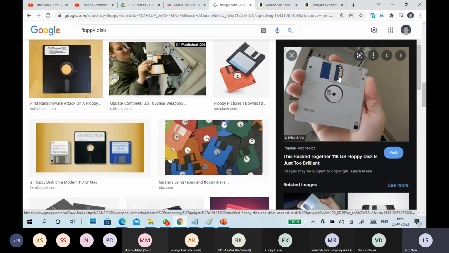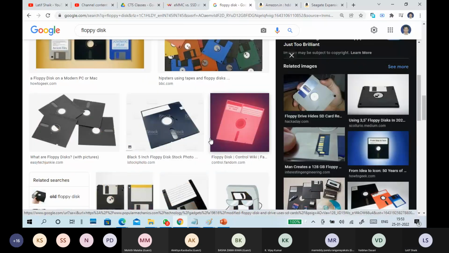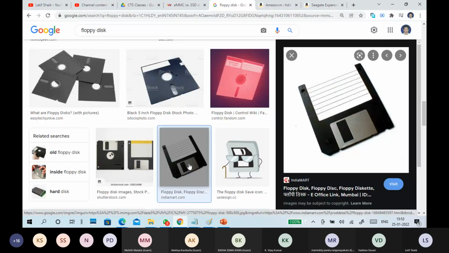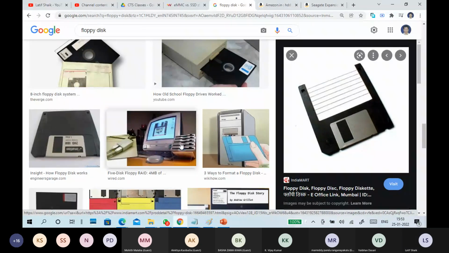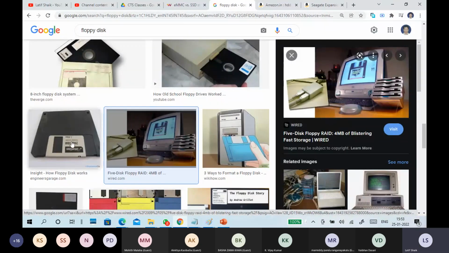It's not a floppy disk. Its shape is a floppy disk. You put some memory card inside just to fill a floppy disk. Okay. So that is the way of floppy disk drives.